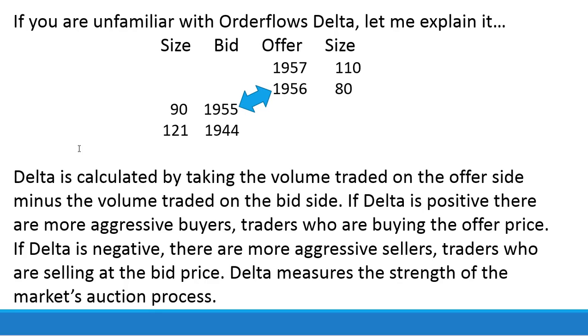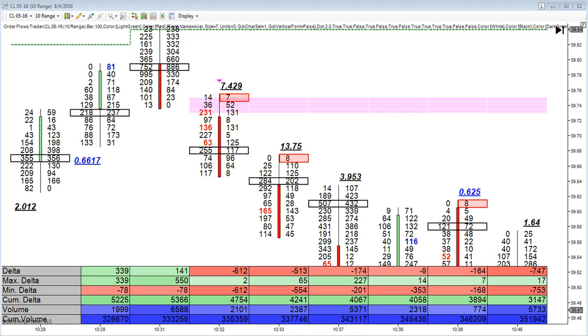So what delta does, delta will measure the strength of the market's auction process. So if you have a strong delta number, a big positive delta number, real quick, let's look at a chart here.